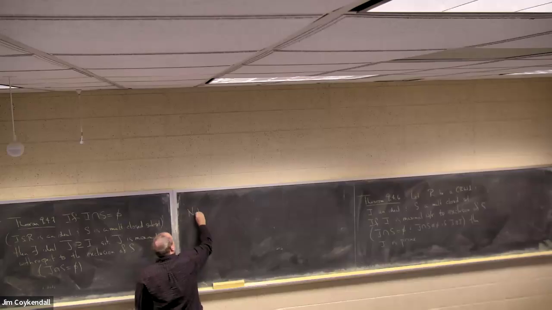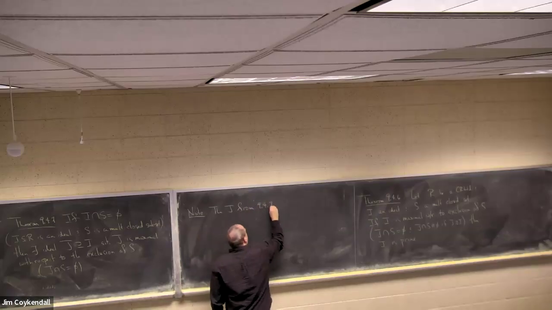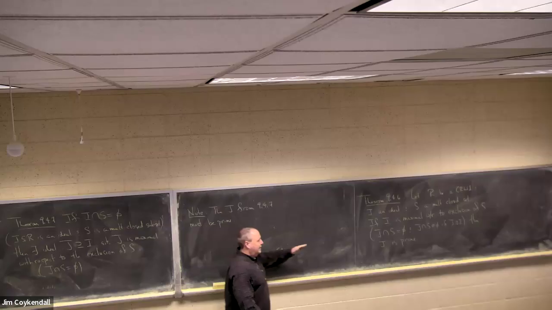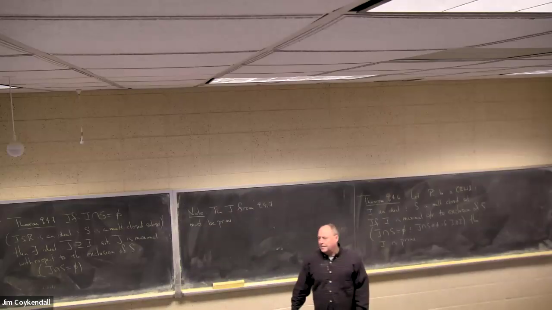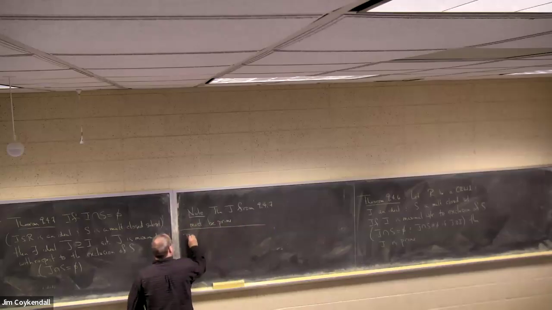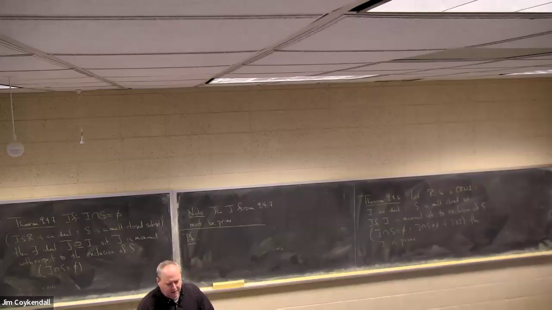Note the J from 947 must be prime by this. Let's prove this. This once again is a Zorn's lemma strategy.